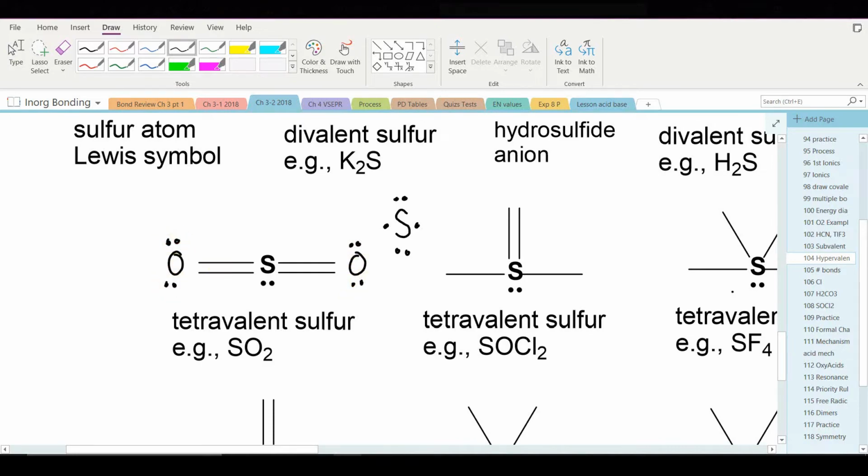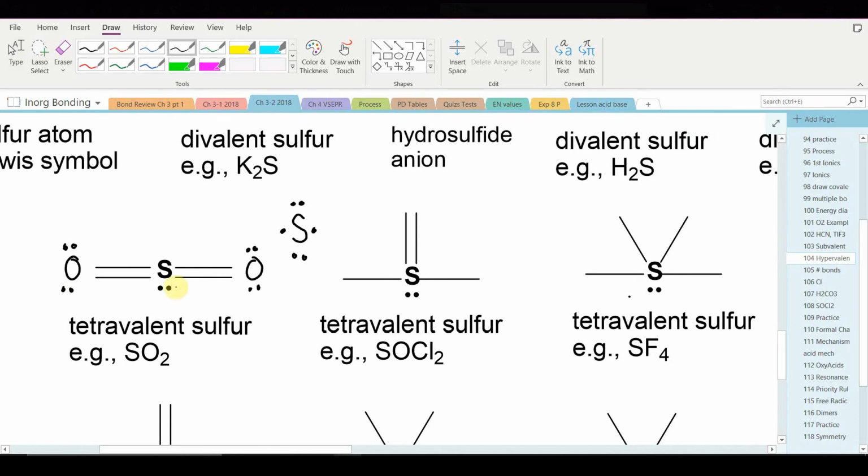What if sulfur used, again, 4 of its valence electrons and formed 2 single bonds, and then used a pair to make a double bond, and again it would have 2, 4, 6, 8, 10 electrons in the valence shell. It's hypervalent. An example of such a compound is thionyl chloride. It's a nasty chemical. It's very useful in organic chemistry, as you'll see.